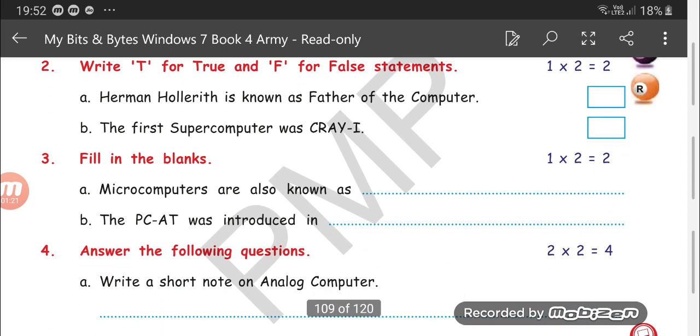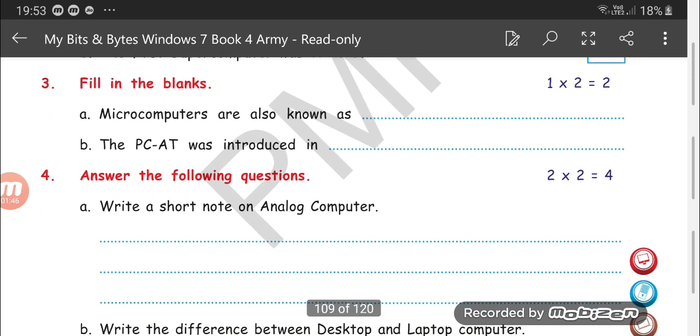Next is fill in the blanks. Microcomputers are also known as personal computers. Personal computers. Next, question number B. The PC-80 was introduced in, when was it developed? In 1984.